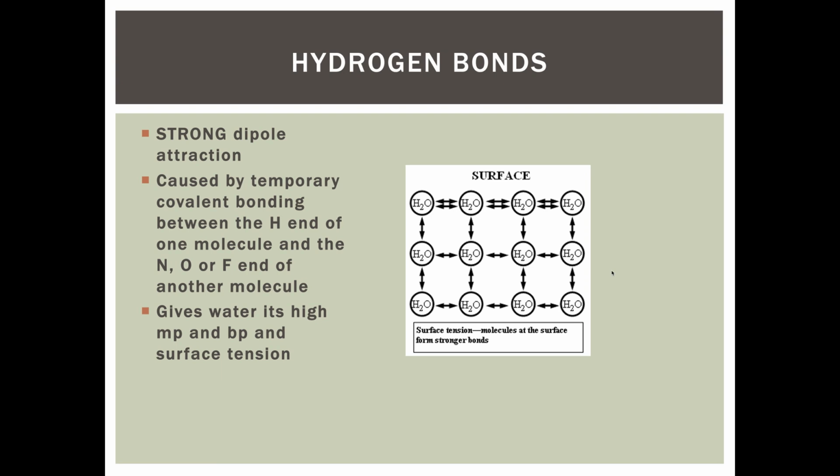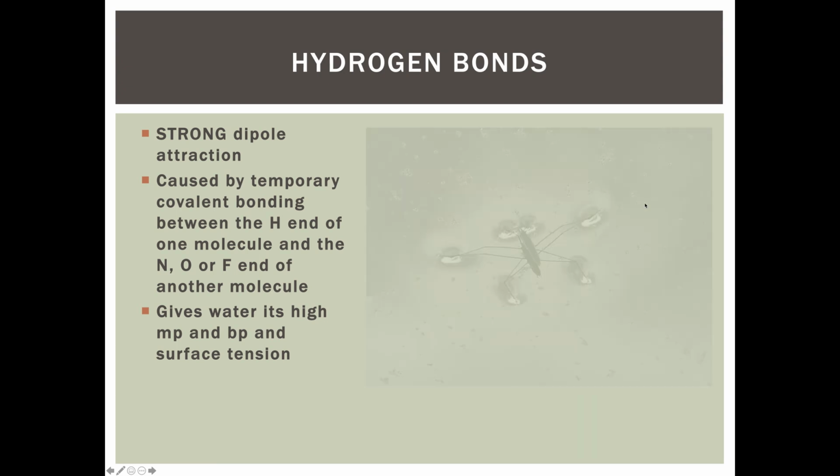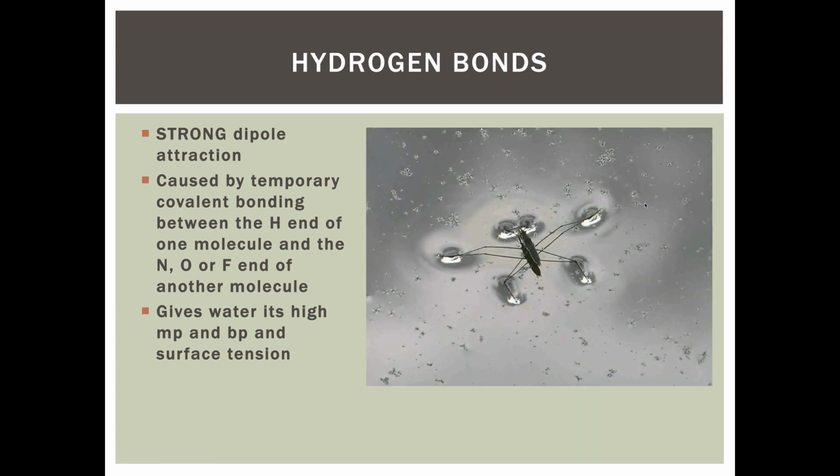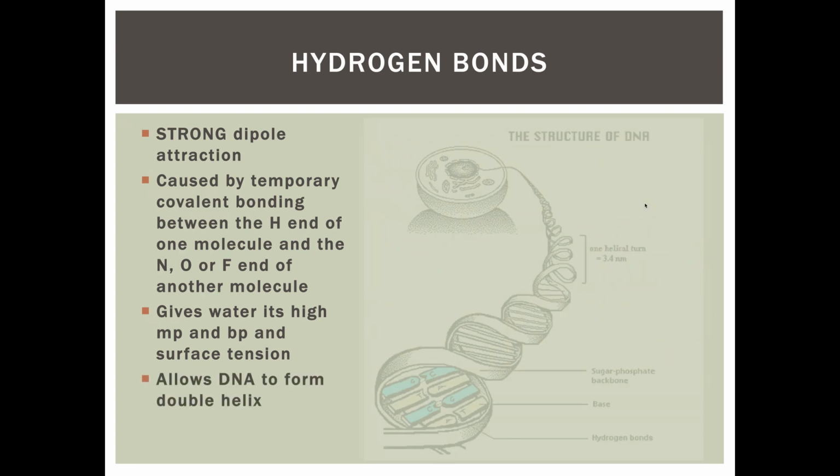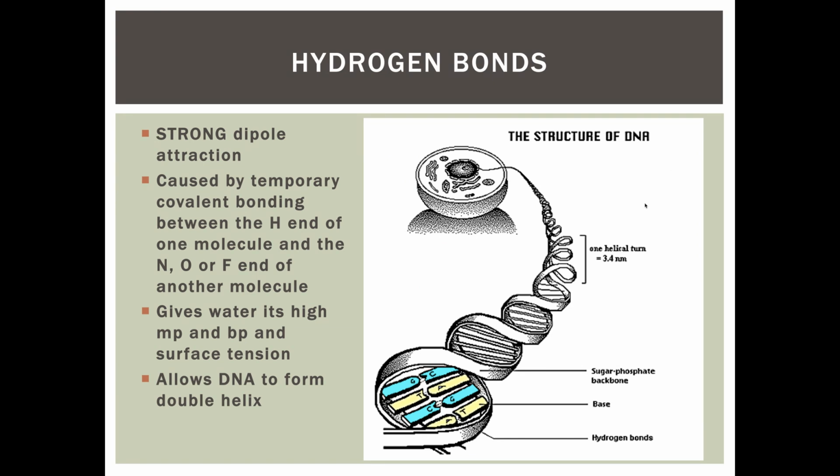So that's the surface tension of water. In the middle of the water, each water molecule is attracting to the surrounding water molecules, but on the surface, there are no water molecules above it. So the water molecules on the surface can have extra attraction for each other. And this allows bugs to walk across the surface of the water. And again, it also allows the double helix of DNA to form. You can see hydrogen bonds will appear between the base pairs.